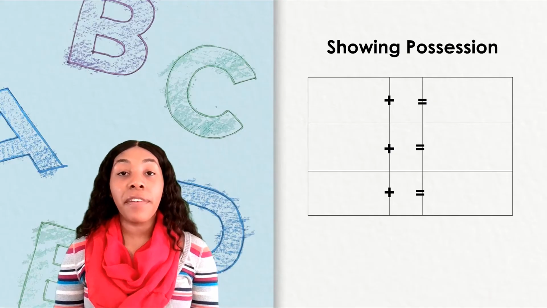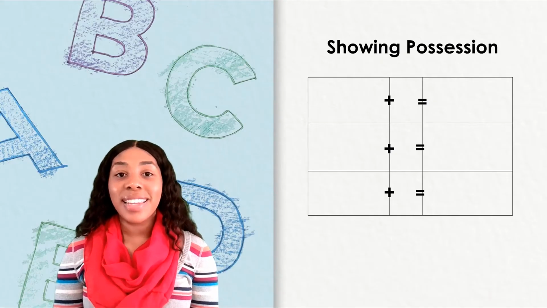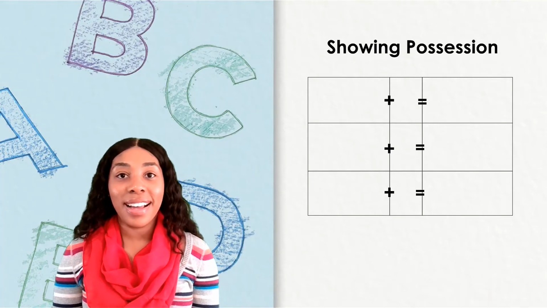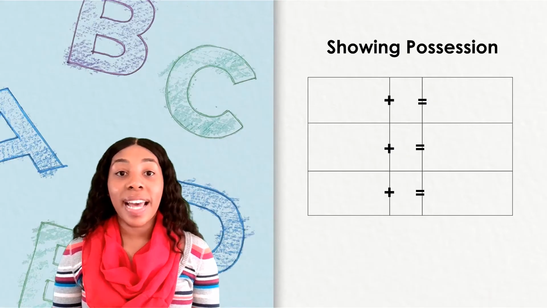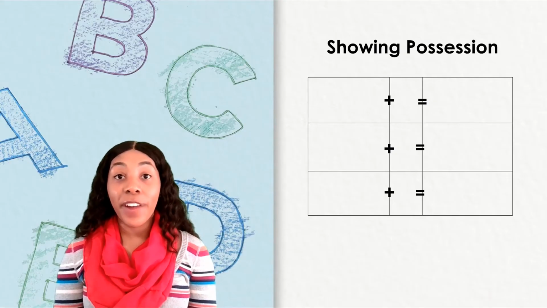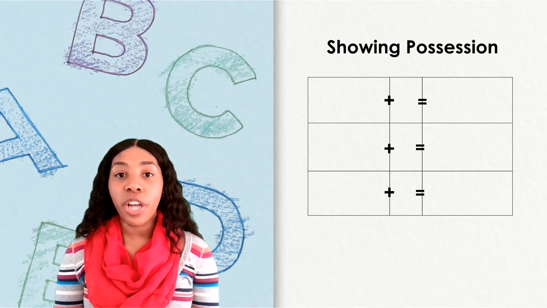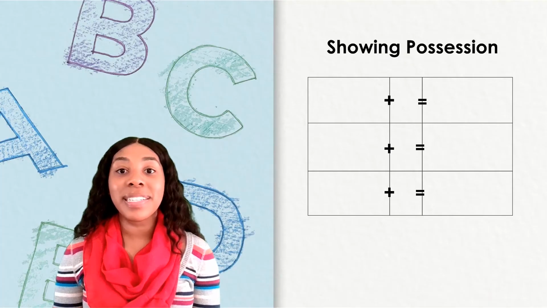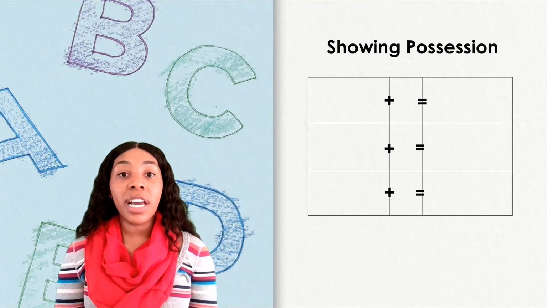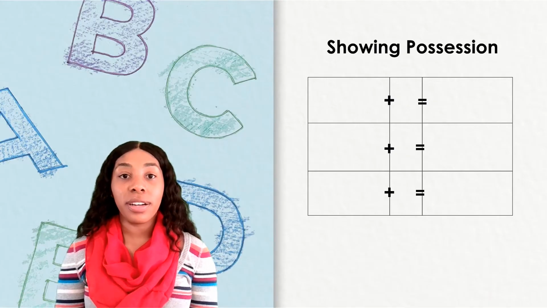Frank is the name of a person. A person can own something. Let's imagine Frank has a dog. If we saw that dog, we might say, look, there is Frank's dog. When we say Frank's, we are showing that something belongs to him. It's called a possessive because we are showing that Frank possesses or has the dog.